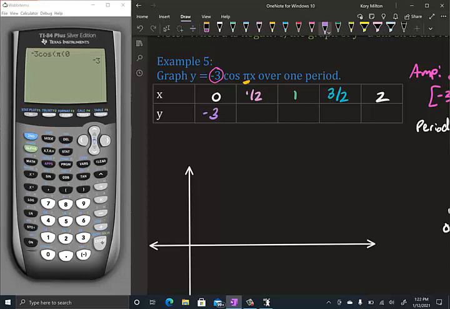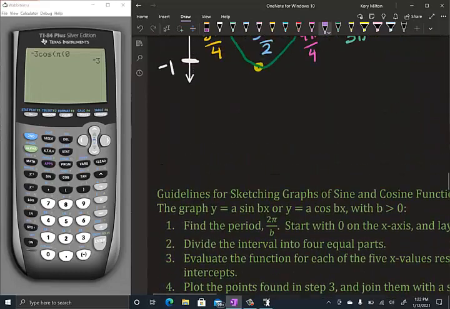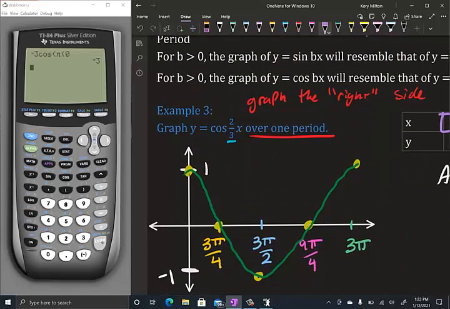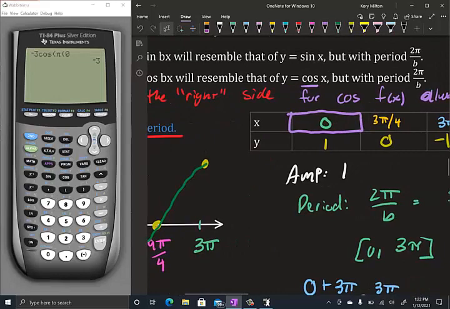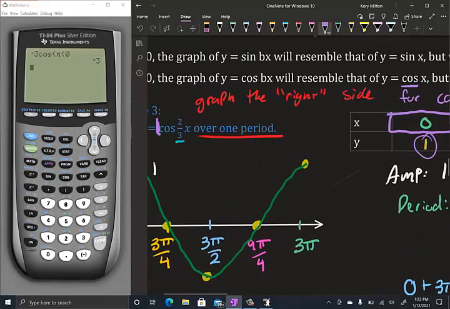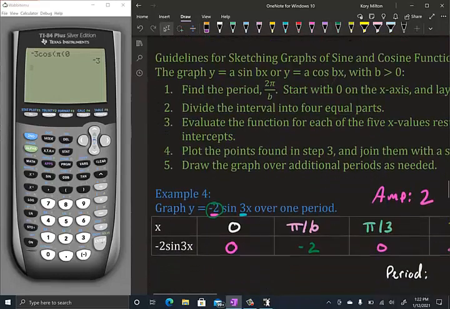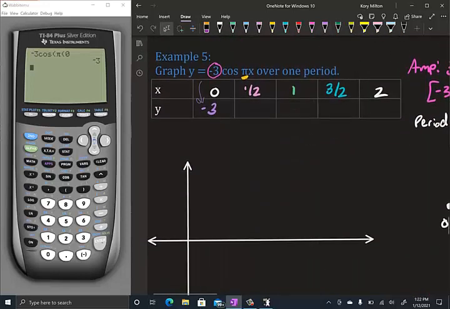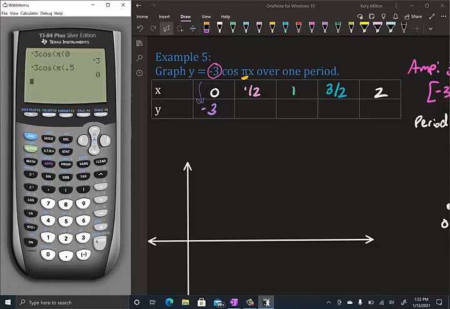For cosine functions, you see how it's negative 3 and our first one is negative 3? Here it was 1, so our first one was 1. You notice something about the amplitude and the first number? That is a pattern. Alright, let's plug in 1/2. So we have negative 3 cosine pi times 1/2, which is 0. So you see the pattern? It's going to go negative 3, 0, then 3, then 0, then negative 3.